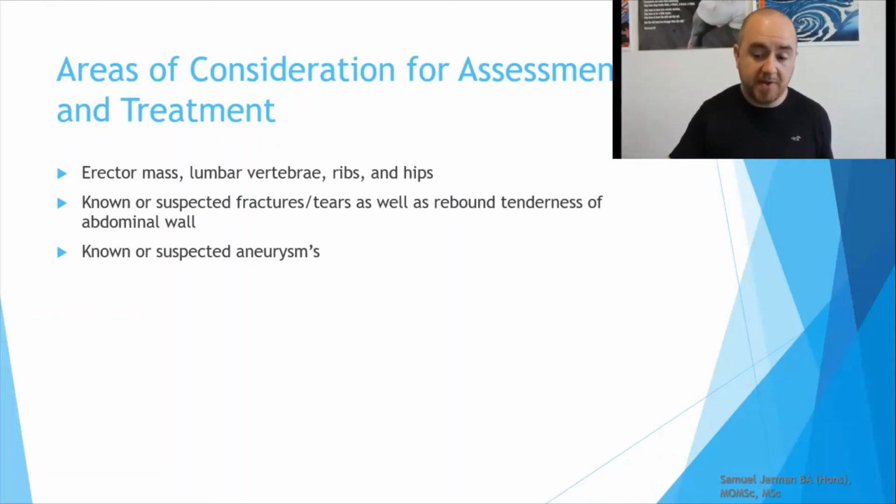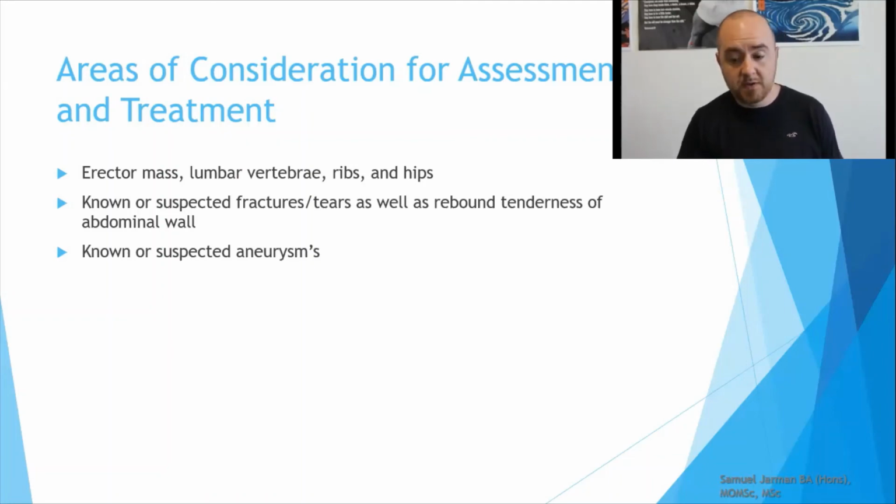The other thing to consider is known or rebound tenderness of the abdominal wall. So rebound tenderness is if you put pressure on the abdominal wall and it doesn't hurt and you let go and it hurts. That is essentially a visceral pathology that requires medical attention until proven otherwise. So that is something where there could be a deep problematic visceral pathology that would not be attended to in most parts of the world by osteopathic practitioners. It would be attended to by physicians.